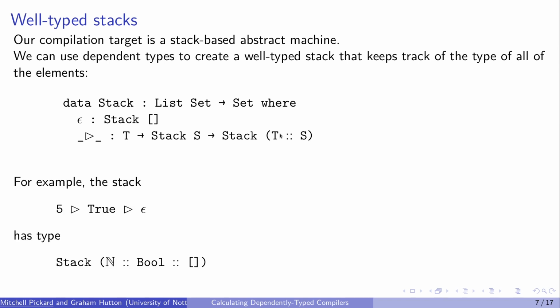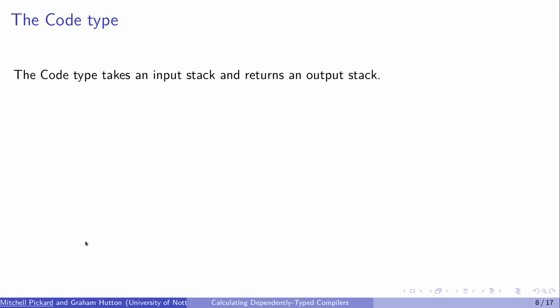For example, the stack 5 on top of true on top of the empty stack, so that's just the stack with 5 and true on it, would have the type stack, and then a list of the natural number and Boolean, corresponding to the 5 and the true. So if we tried to construct a stack of this type with true here instead of 5, this would fail the type checker. So it knows at compile time what the type of all the elements is.